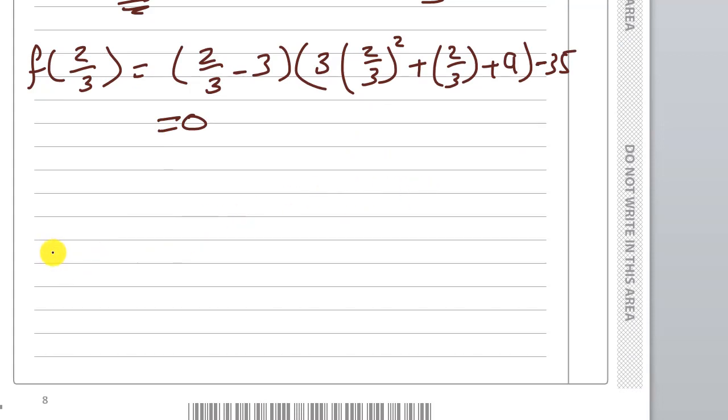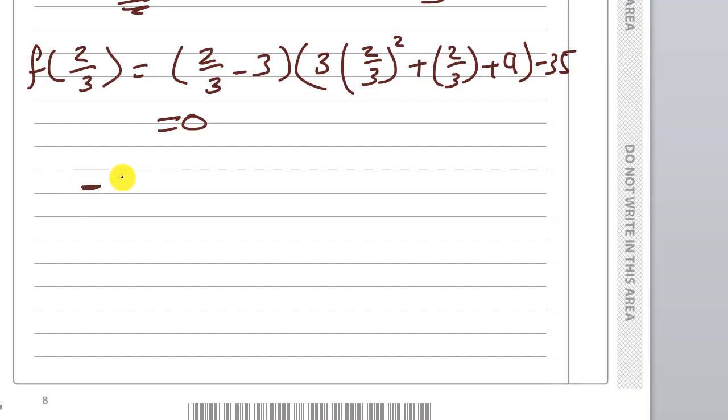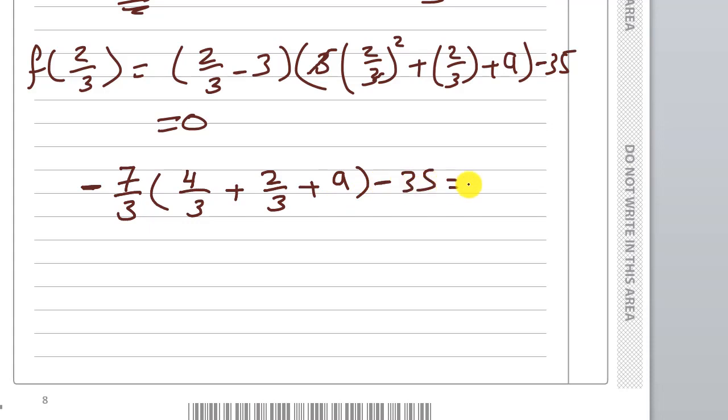So let us now try to finalize this part. 2 divided by 3 minus 3 is minus 7 over 3. So minus 7 divided by 3. This one goes with this one. So the remaining is 4 over 3, 4 over 3, plus 2 over 3, plus a minus 35 is equal to 0.